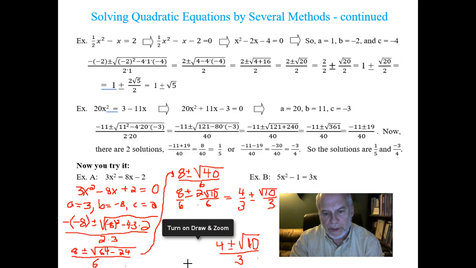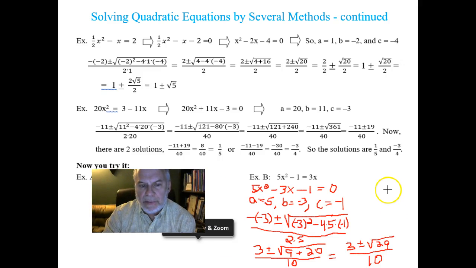All right? So that's the fully simplified answer, exact answer. But at any stage here, you could have got a decimal answer like 8 plus or minus the square root of 40 over 6. You could do on your calculator 8 plus the square root of 40 over 6 and get one answer, and then 8 minus the square root of 40 divided by 6 and you get the other one. Okay, pause it if you haven't already done it, but work on this last one, and then you can look at my answer.